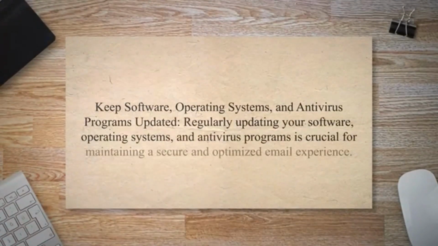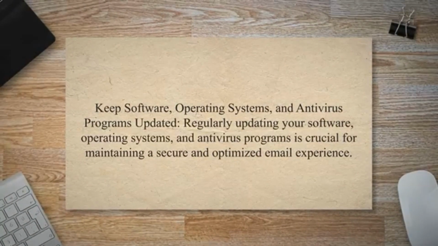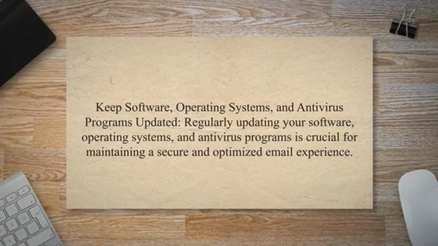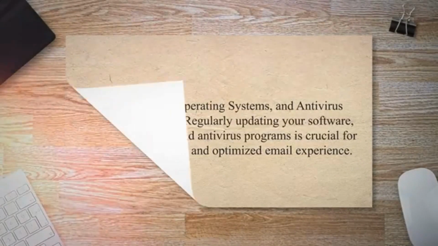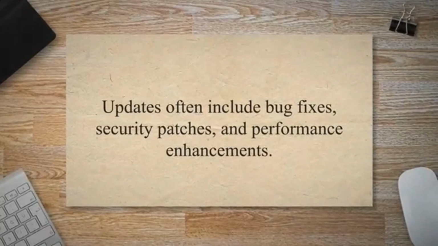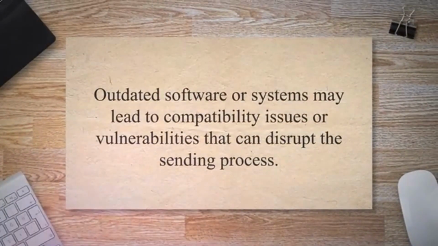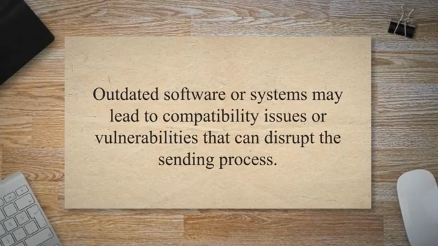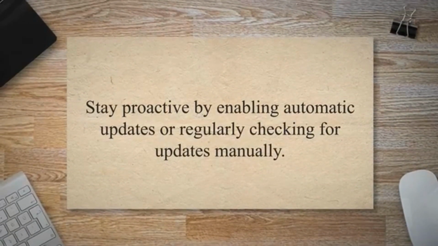Keep software, operating systems, and antivirus programs updated. Regularly updating your software, operating systems, and antivirus programs is crucial for maintaining a secure and optimized email experience. Updates often include bug fixes, security patches, and performance enhancements. Outdated software or systems may lead to compatibility issues or vulnerabilities that can disrupt the sending process. Stay proactive by enabling automatic updates or regularly checking for updates manually.